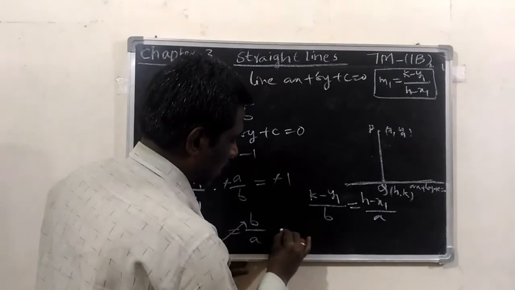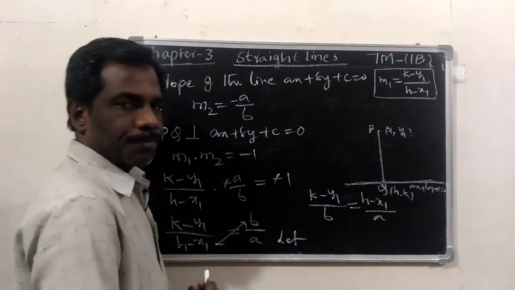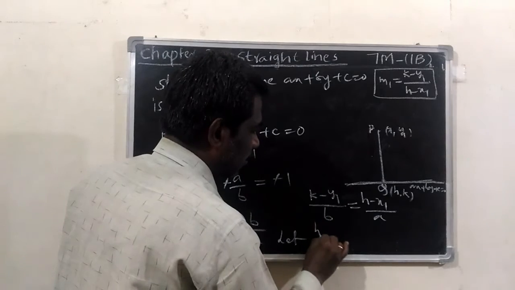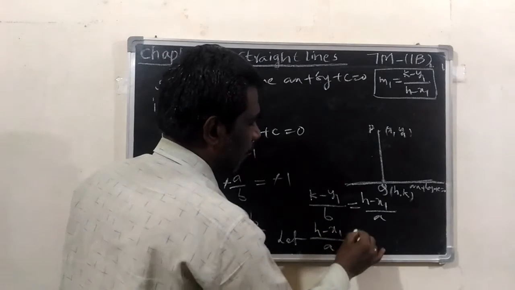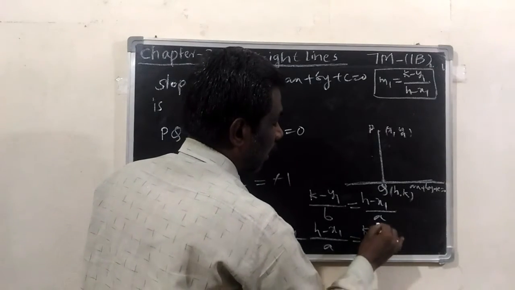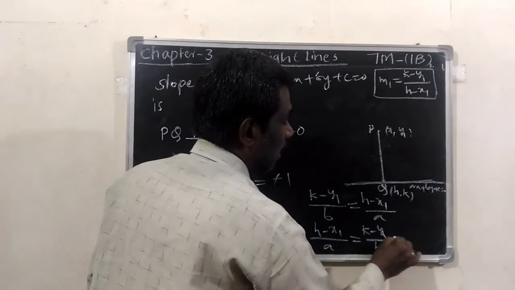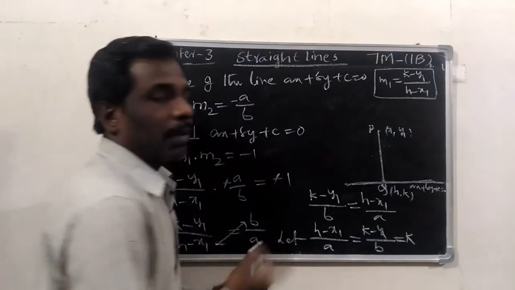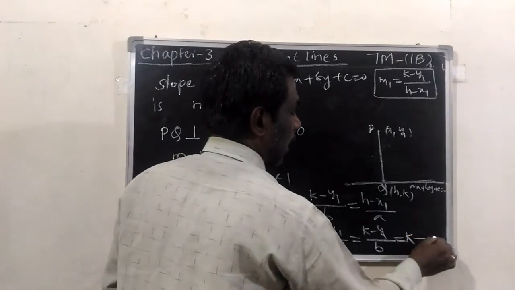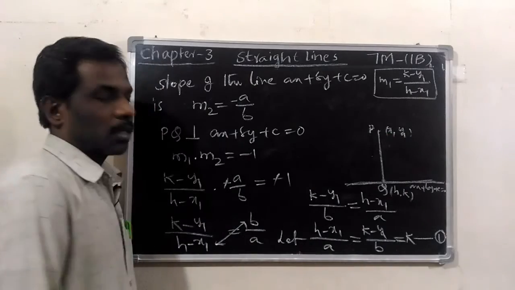So now we can write it. Let us write it the first, (h - x1)/a = (k - y1)/b = assume this value is equal to k. This is the first equation.